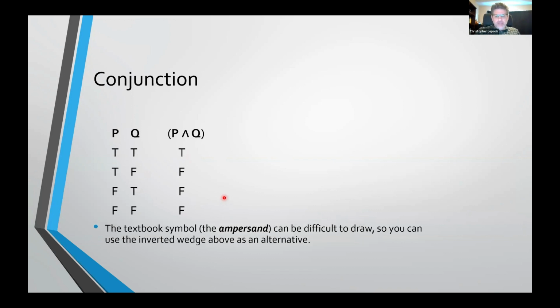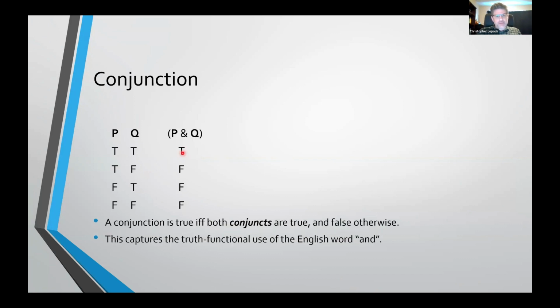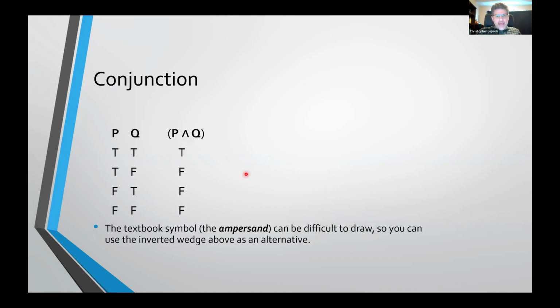Now with the symbol, let me actually go back for a second. The symbol that the textbook uses for characterizing conjunction is called an ampersand. It's actually a stylized version of the Latin word et, which is Latin for and, stylized into a single thing. If you look at it very closely, you can see a lowercase e and t that have been brought together. That is often difficult to draw, though, and a lot of people find it difficult to draw. So what you can use as an alternative is this symbol.